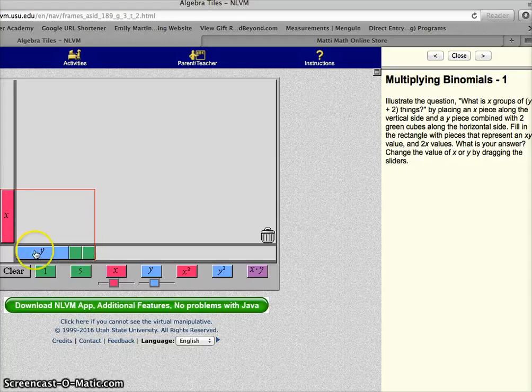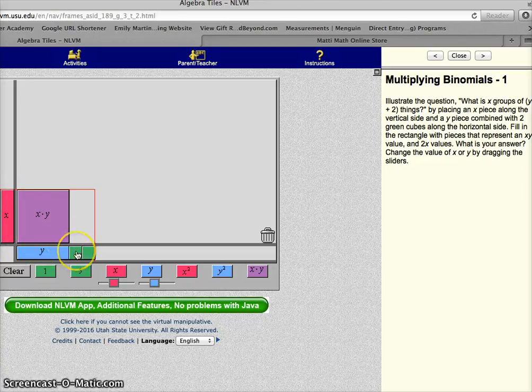Since we're multiplying length times width, we would first multiply y times x. What we would get is simply xy, or yx, and it would be a block this size that has a length of y and a width, or height, of x. So that would fit right there in that spot, and you can see that it's x tall and y long.